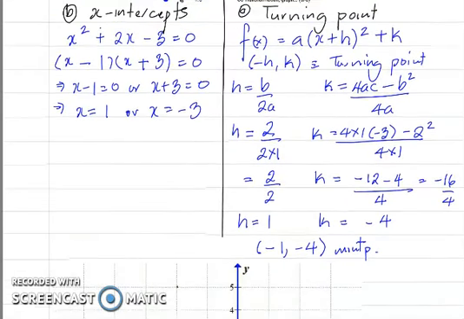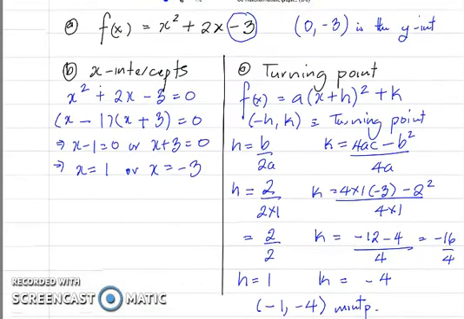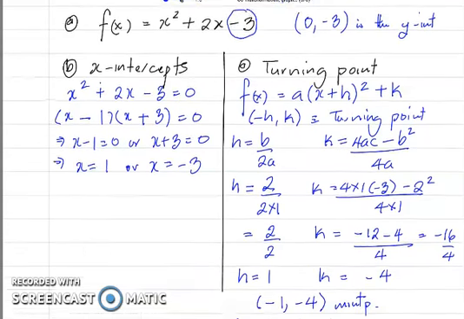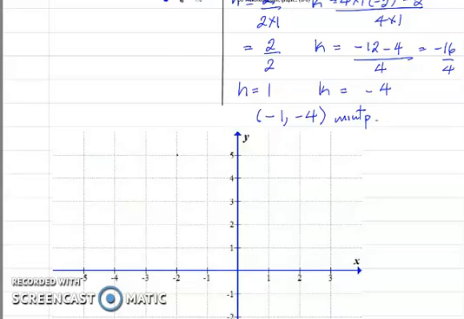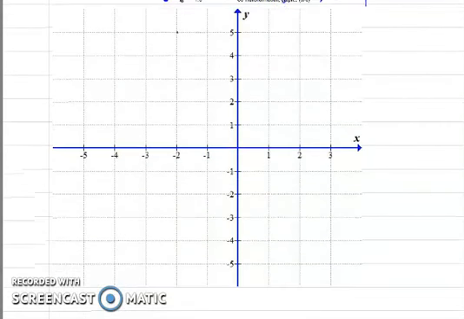All right, now with all that information, I'm ready to put in some points so that I can sketch my graph. I already know that the y-intercept here is 0, -3, so that's that point here. The x-intercepts are 1 and -3, and the turning point is -1, -4. So the point might end up here.